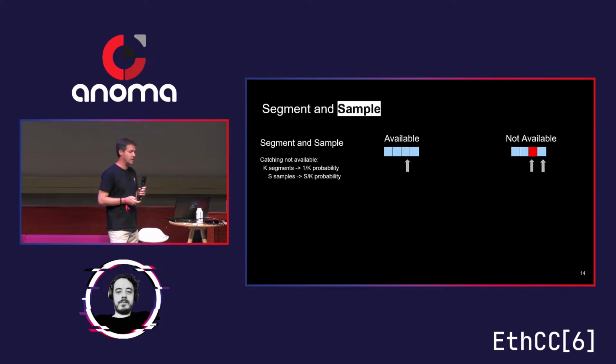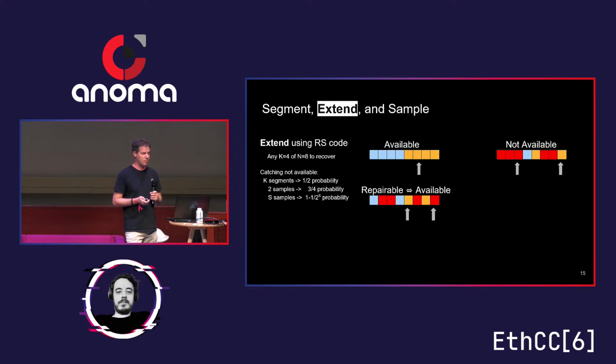So how do you segment and sample the block? Well, that's easy. Segment the block, choose a piece, download that small piece from someone, and if you got that, you kind of know with some probability that is the block. If you have k segments and you download one, it's 1 over k. If you download s, it's s over k. Nice, linear. The problem is if there's just one missing, you have a low probability of figuring that out.